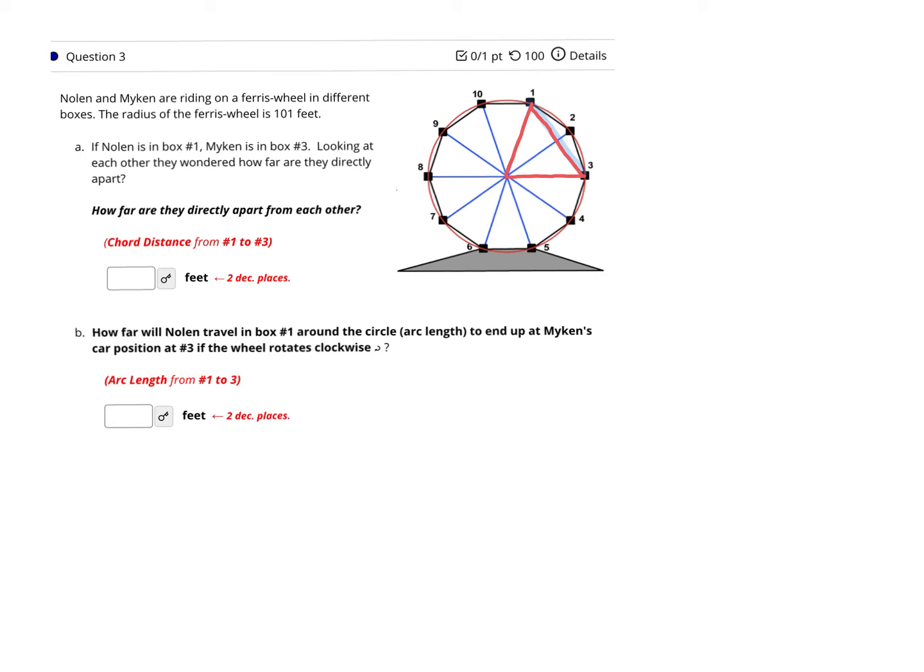So if I were to take that triangle, I'm just going to draw it out here a little bit bigger so we can see. I need to find the measure of the central angle. Well, because there's 10 carts around here, and I know there's 360 degrees in a circle, I'm going to take 360 divided by 10, and that will give me 36. So that means that each one of these separate spaces is 36 degrees. So if I add those up, that's going to be 72.